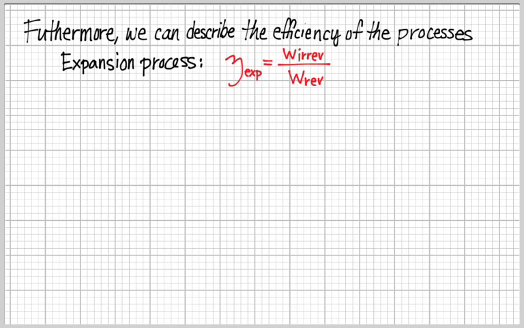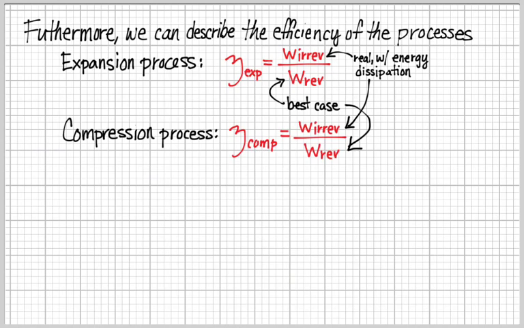So if I had an expansion process, efficiency would be given the Greek letter eta. It looks like a curvy N, but it's the Greek letter eta. And I'm going to have the expansion process where I have the irreversible work divided by the reversible ideal. And the compression process is the same general form, but we would be inputting the work to cause the compression process relative to the reversible work. Again, we've got the real case with energy dissipation in the numerator and the best case, the ideal case, in the denominator. So we should never get a value greater than 1.